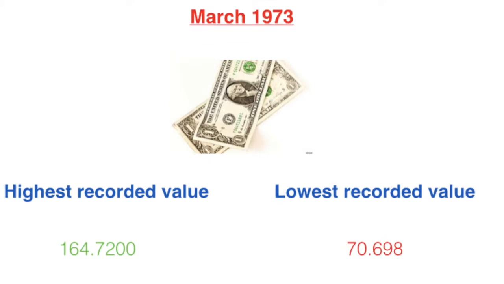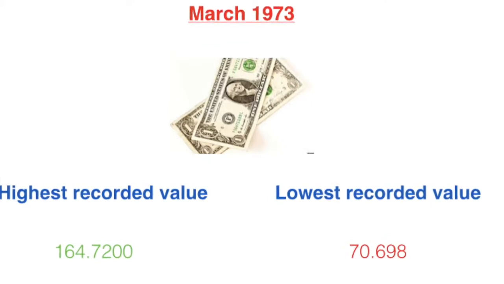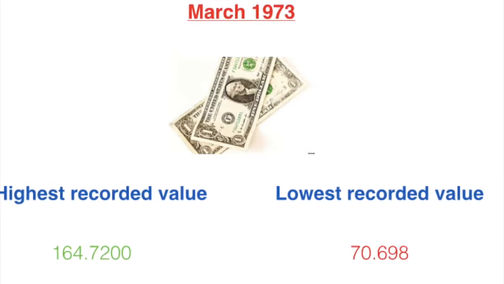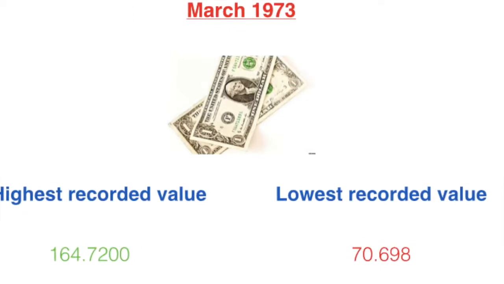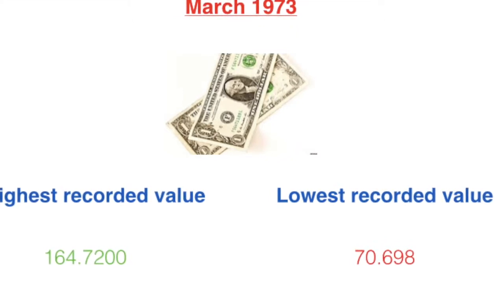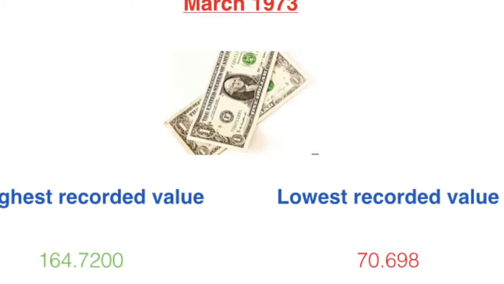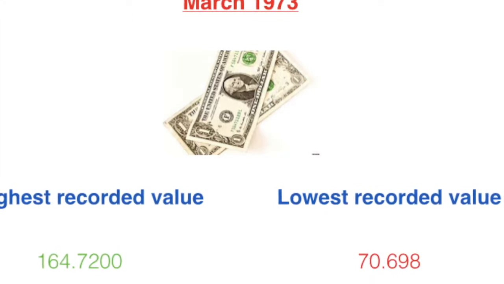Talking a bit about its historic values, the highest value the dollar index has ever recorded is 164.7200 in 1985. In comparison, the index has fallen to as low as 70.698 in the 2008 financial crisis, which is considered to be the worst financial crisis after the Great Depression in the 1930s.